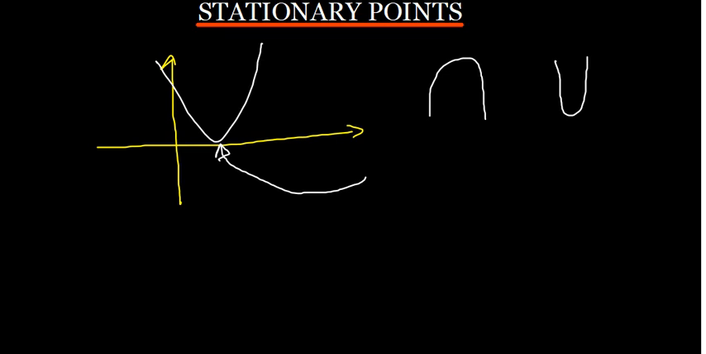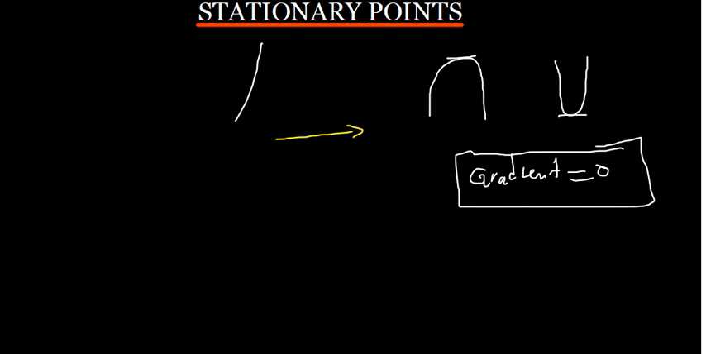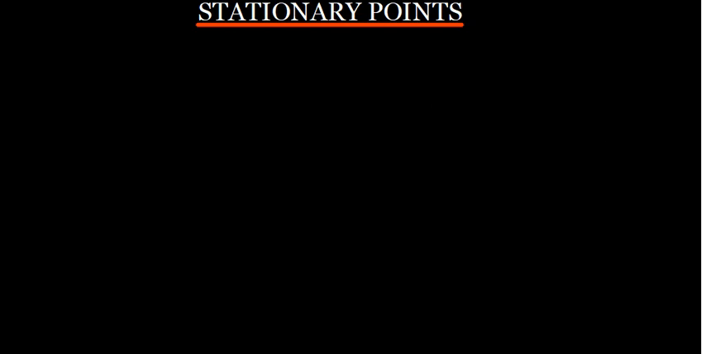So at this point where there is turning, the gradient of the line is equal to 0. This is what I want you to take. This is very, very important. The gradient of the line is equal to 0 at the turning point. Please take this in mind. So everything that we are going to be working out, we are using that same principle to say at the turning point, the gradient of a line is equal to 0.